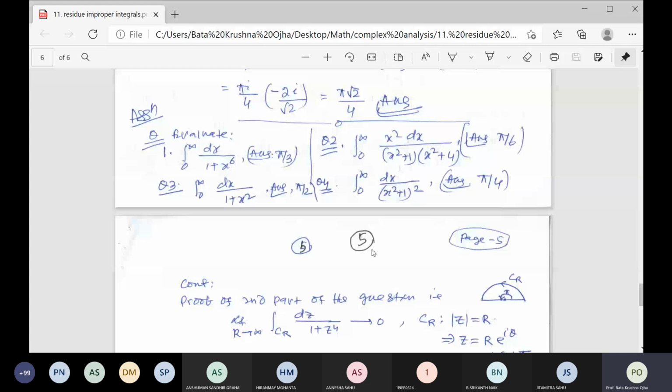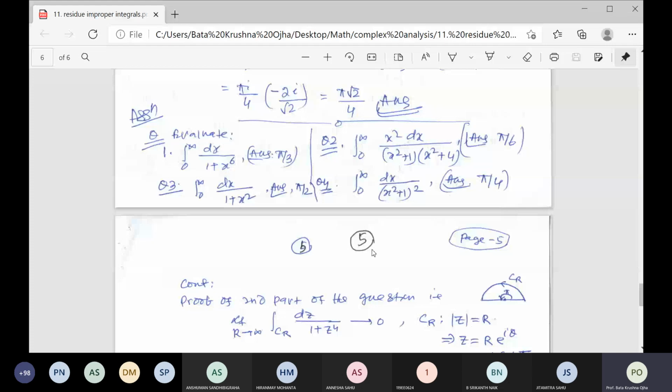So we have to take the d by dz of z minus i whole square, since i is a pole. You will find only 1 by z plus i whole square, the derivative. I think like that. And the second part you have to solve.